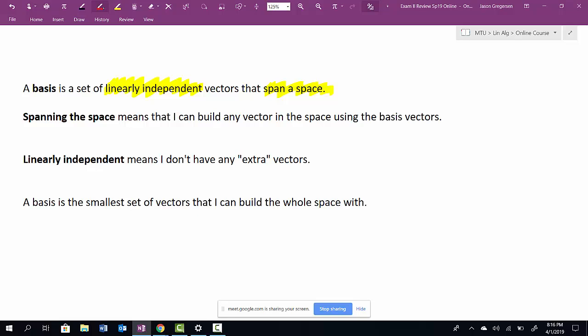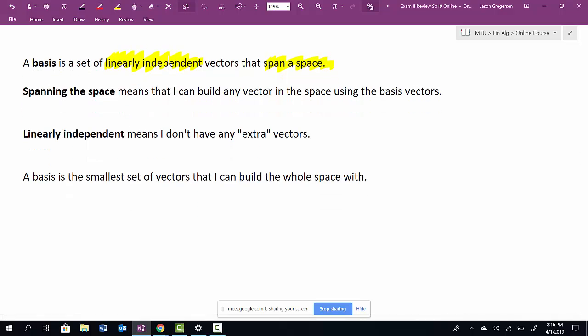Linearly independent means there's no repetition. I don't have any extra vectors in my basis. I have the minimal number of vectors I need to span the space. Okay? It means I have a unique representation for every vector. So together, the basis is the small set of vectors I can build the whole space with.